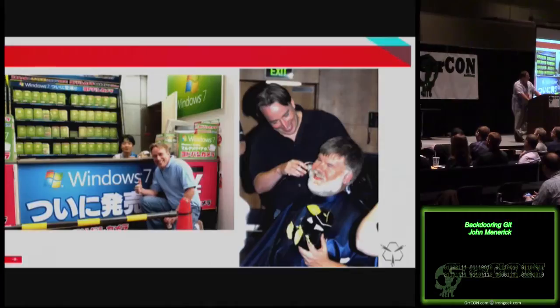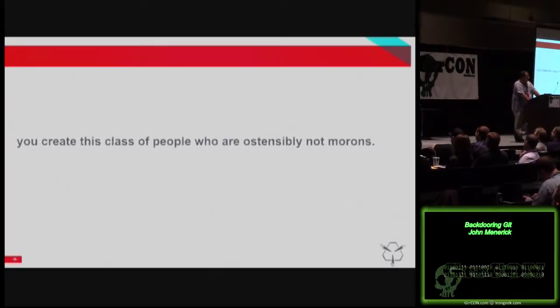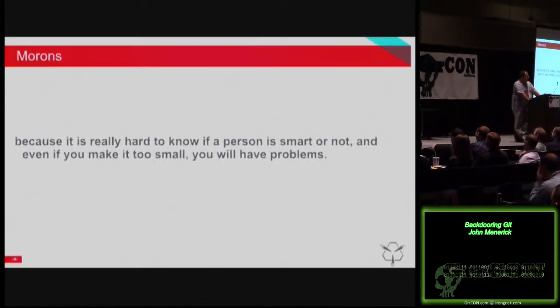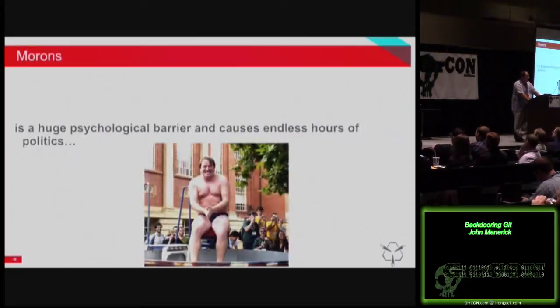The interesting part is, with the distributed natures, you don't want to give everybody write access to the central repository, because he says, most people are morons. So you end up creating this class of people who are not morons. Most of the time when that happens is you make that class too small, and then it's really hard to know if a person is smart or not. And then if you make it too small, people will have problems like, hey, this person went on vacation. So just to solve it, everyone gets commit access. Yay! But unfortunately, it's a huge psychological barrier and endless hours of politics within the organization and also within the open source communities as well.